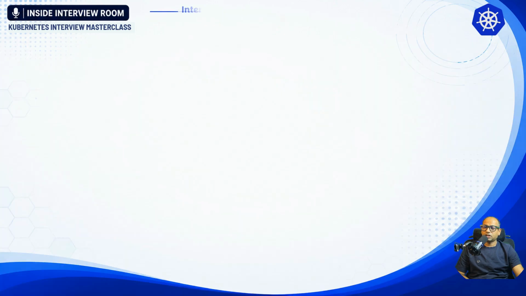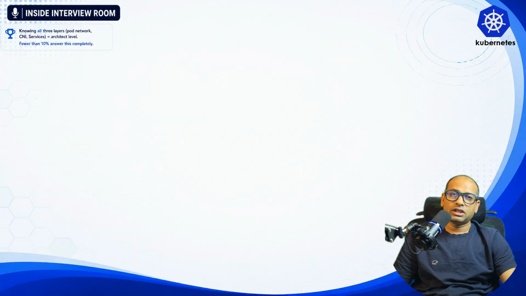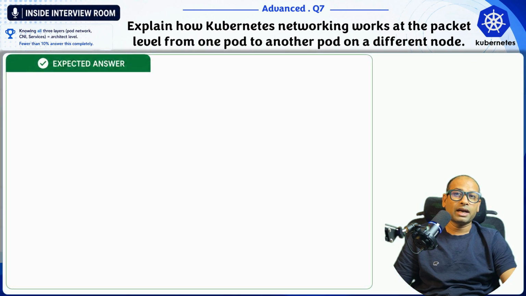Five follow-up questions and their short answers. Now we go to question number 7. That's an advanced question, and this is one of my favorite questions because fewer than 1 in 10 candidates answer it completely. Explain how Kubernetes networking works at the packet level from one pod to another pod on different nodes, not just talking through a service, but at the packet level.